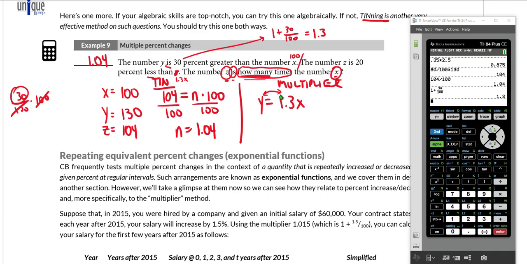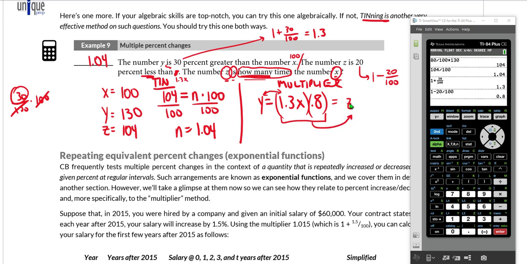So what I am now going to do is decrease that 1.3x by 20%, and of course the multiplier there would be 0.8, because taking 20% away from something leaves you with 80% of that thing. Again, if we want to do multiplier here, this is 1 minus 20 over 100, 1 minus 20 divided by 100, and I get 0.8. So what I would do to get z is multiply 1.3x times 0.8, and all of that would give me z.